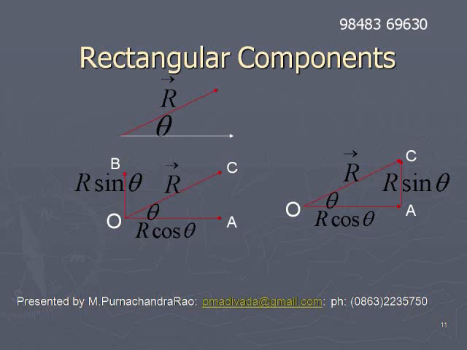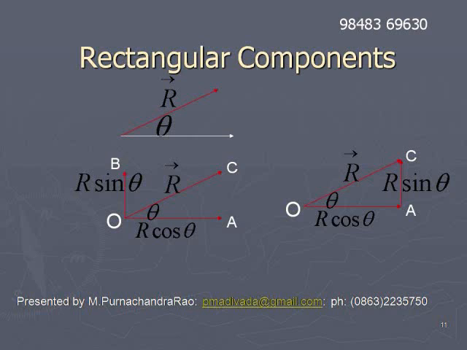Let us consider a direction at an angle theta with r. The white vector represents the direction at an angle theta with r. In that direction, the vector component will be r cos theta. It is represented by OA. At O, a perpendicular vector is shown, that is r sin theta. It is OB. OB is r sin theta.